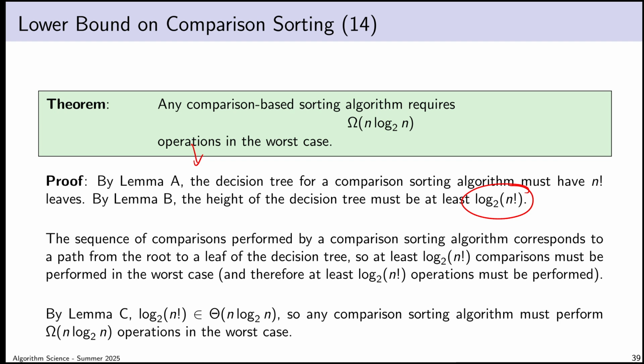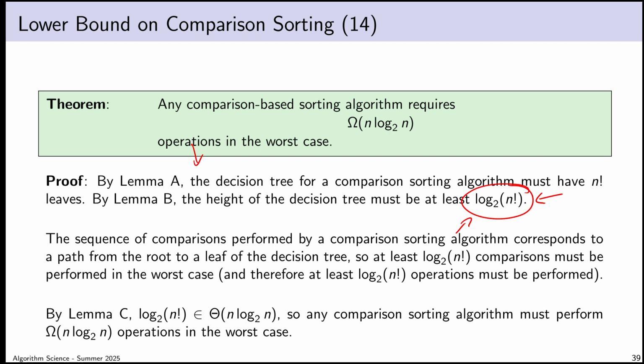And to emphasize, because any use of a comparison sorting algorithm corresponds to a path from the root to a leaf of the decision tree, that means that if the height of the decision tree is log of n factorial, there have to be some inputs out there, not necessarily all of them, but some inputs that require log n factorial operations because they take me all the way to the bottom of the decision tree. They could require a lot of other work too.